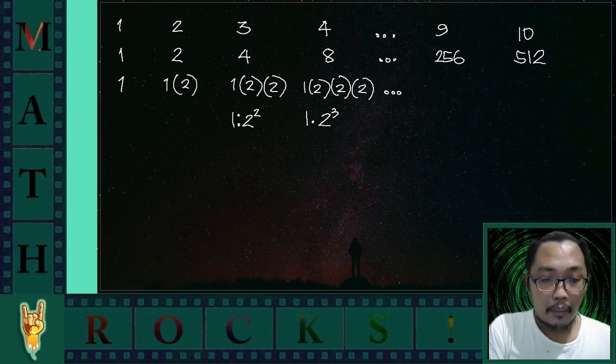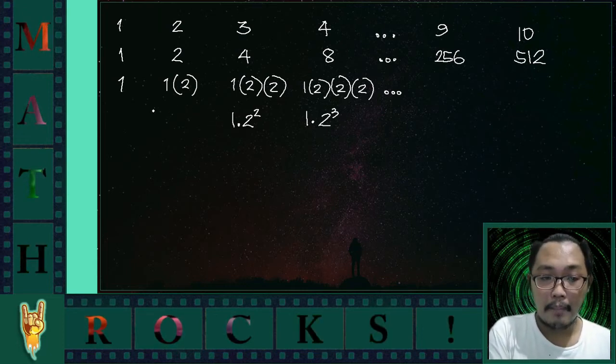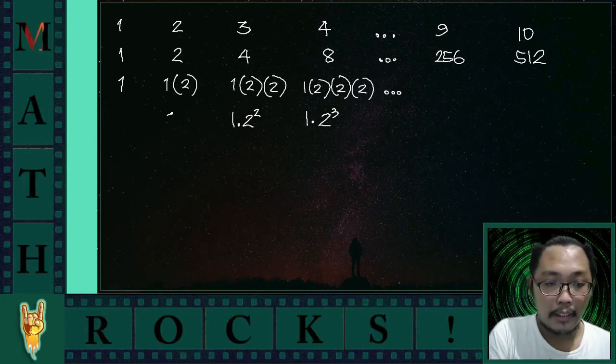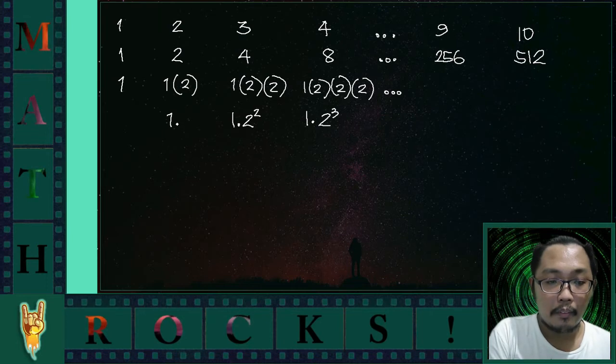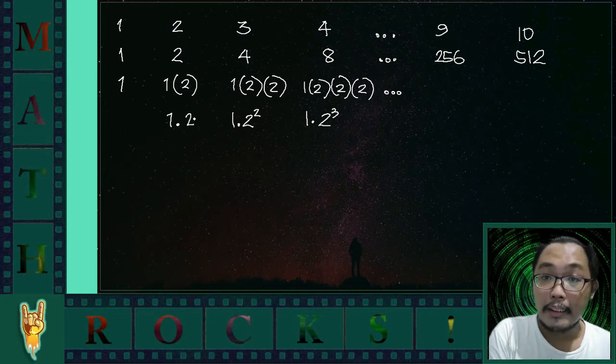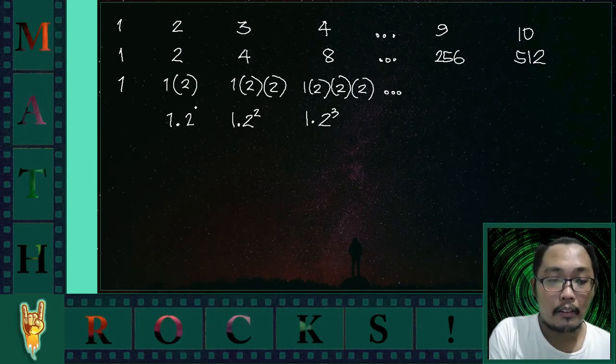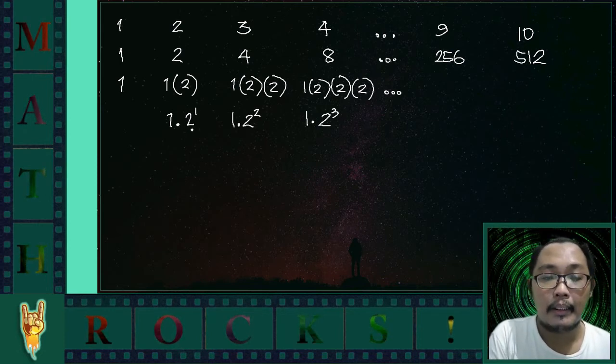Knowing that we would like to present the remaining terms as well, let us have our 2 multiplied with 1. In this case, since we only have 1 of this number, this would be raised to 1.